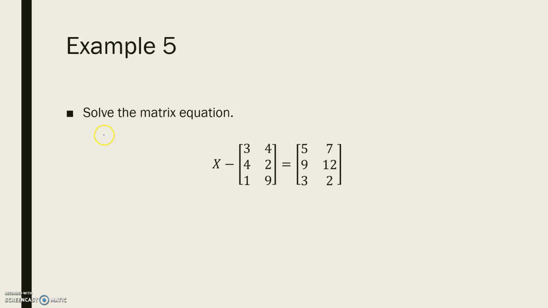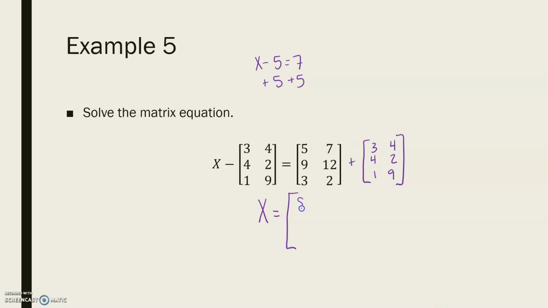Sometimes we're going to be asked to solve an equation involving a matrix. What it means is, what matrix do I plug in here to make this statement true? Just like if I had x minus 5 equals 7, I would add 5 to both sides. I'm going to add this matrix to both sides, and I can do that because they're the same dimensions. When I do that, I get X, and this is a capital X. We use capital letters to name matrices.